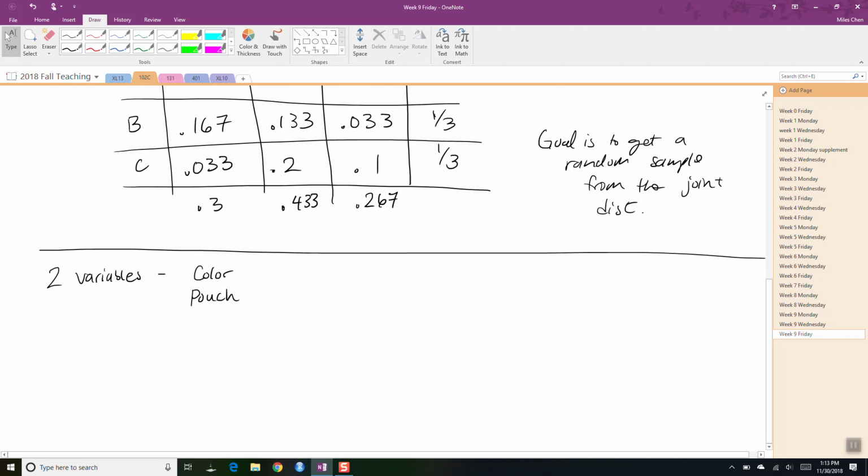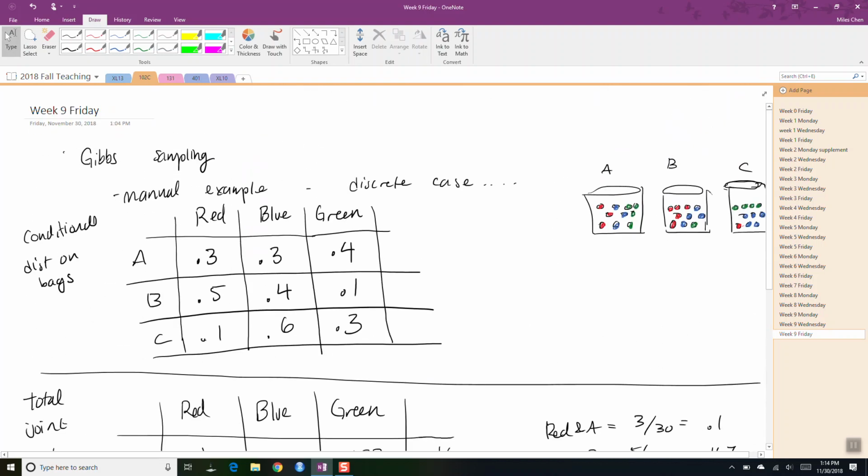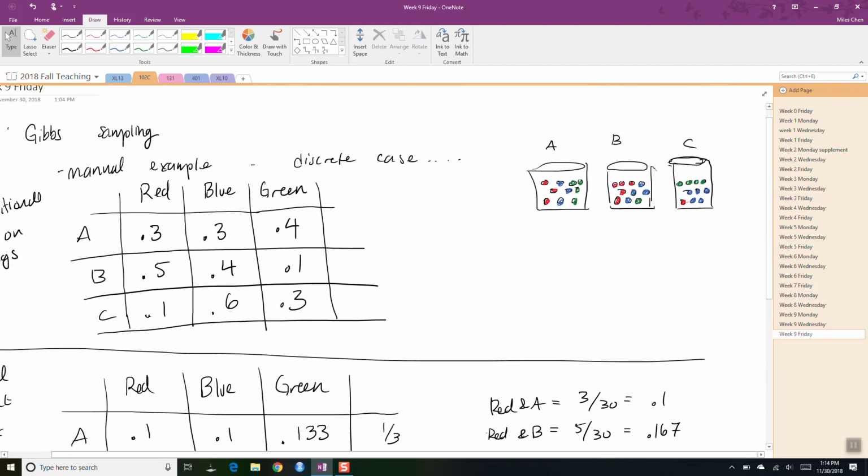Okay, and so we need the conditional distributions for each variable, right? Okay, so we need the distribution of color given pouch. And we already have that. Okay, we have the distribution of color given pouch. This exists.